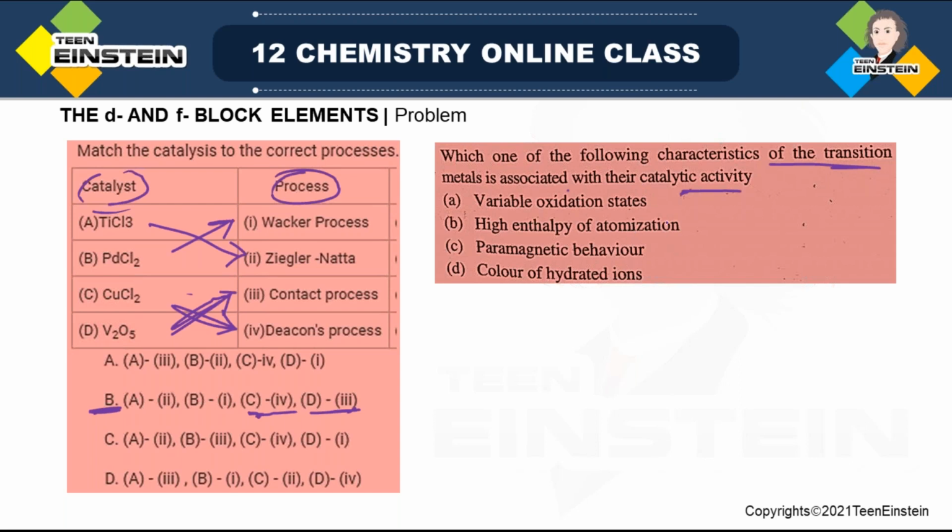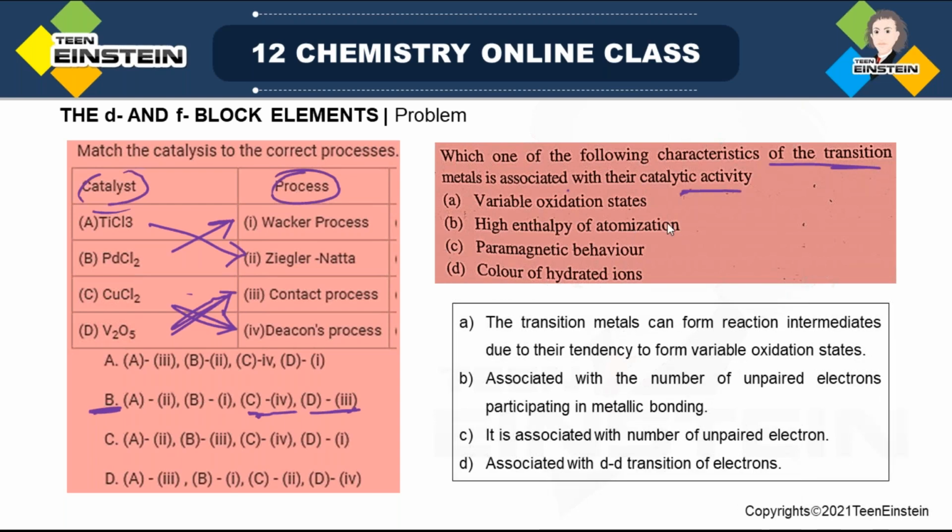High enthalpy of atomization. Now, high enthalpy of atomization, that is actually associated with the number of unpaired electrons that are participating in metallic bond. Remember, enthalpy of atomization we have already discussed in the first or second class, when we discussed the physical properties, that is how the melting points and boiling points are changing, because that is directly related to metallic bonding. And metallic bonding is related to enthalpy of atomization, but it has nothing to do with catalytic activity. So this is not the correct option.